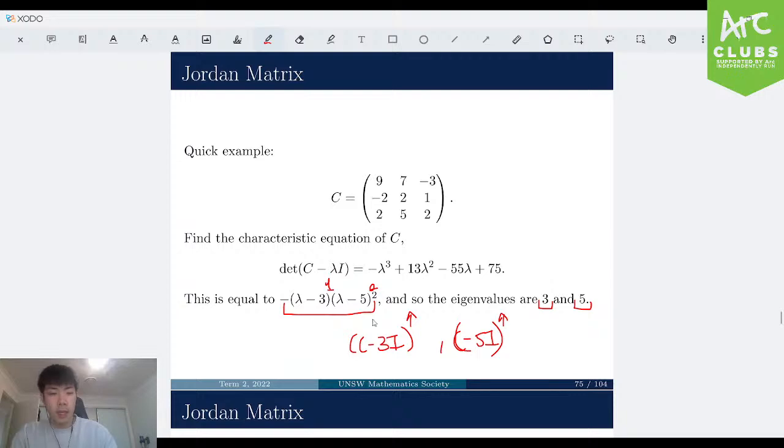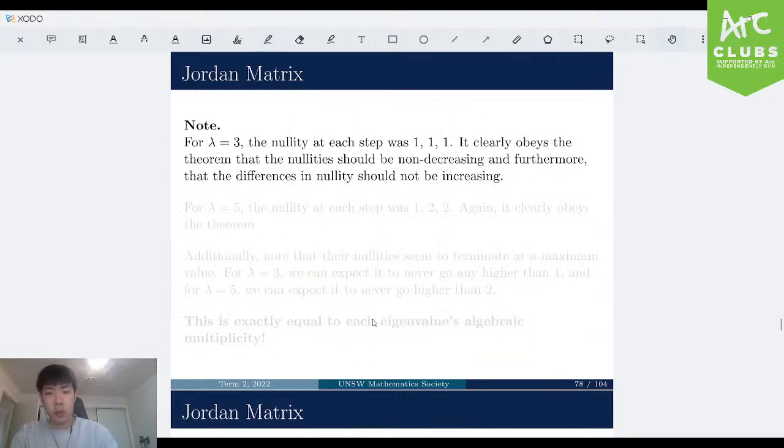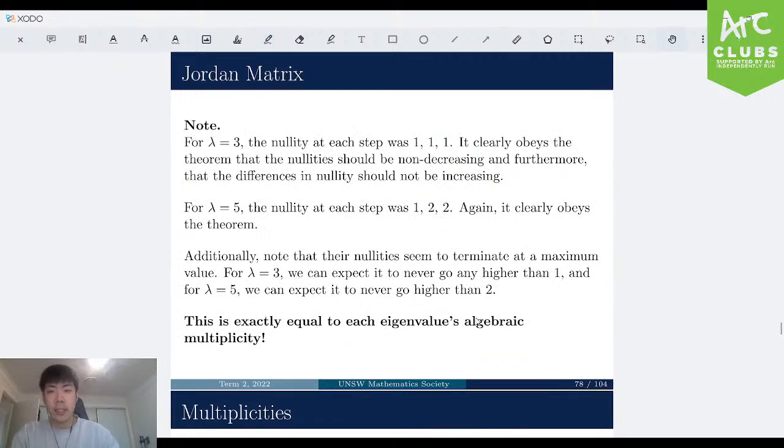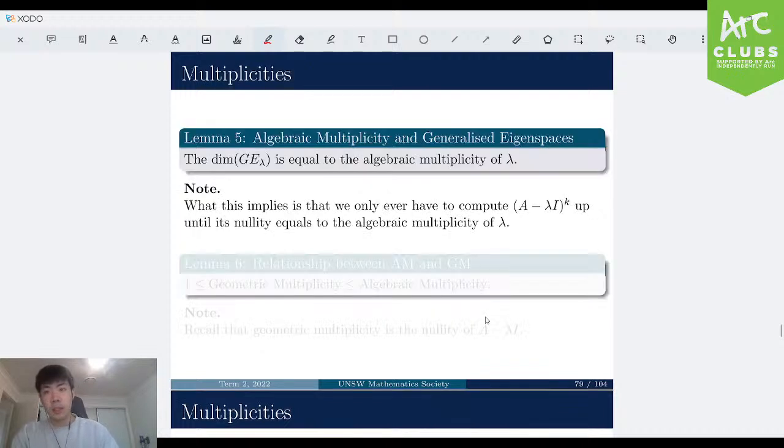And that's exactly also where the sequence terminates. For lambda equals 3, it terminates at 1. For lambda equals 5, it terminates at 2. Okay? And that's exactly this lemma here. The dimension of a generalized eigenspace for a particular value of lambda is exactly equal to the algebraic multiplicity of that value of lambda. Okay?